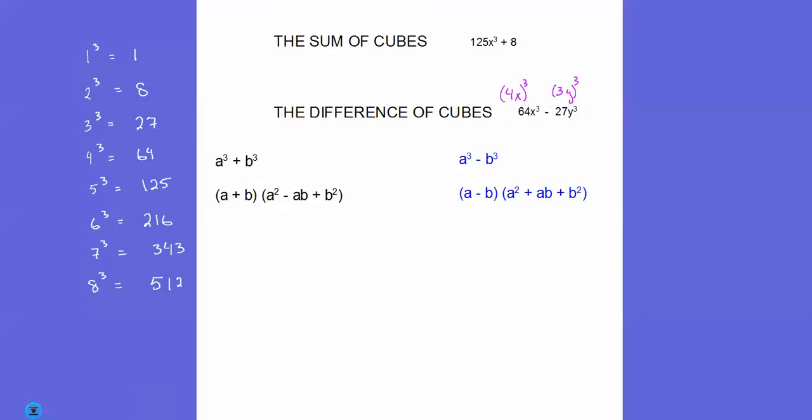Now notice what I'm doing. What I'm saying really is that this is going to be 3y multiplied by 3y multiplied by 3y. This is my b value here. It's b times b times b. My a value is going to be 4x multiplied by 4x multiplied by 4x. So a is going to equal 4x, and b is going to equal 3y.